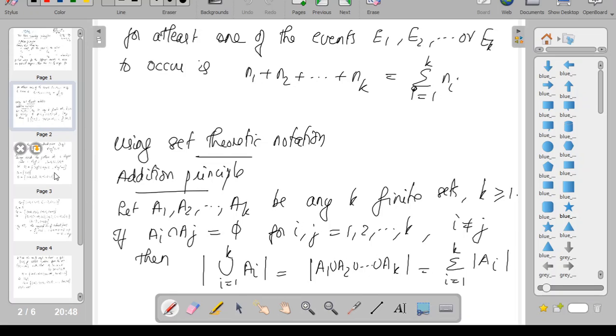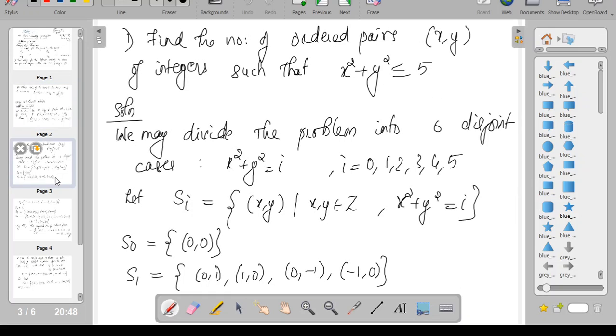So let us see an example of the addition principle. The question is to find the number of ordered pairs (x, y) of integers such that x squared plus y squared is less than or equal to 5. So you need to find all the integers such that x squared plus y squared is less than or equal to 5.